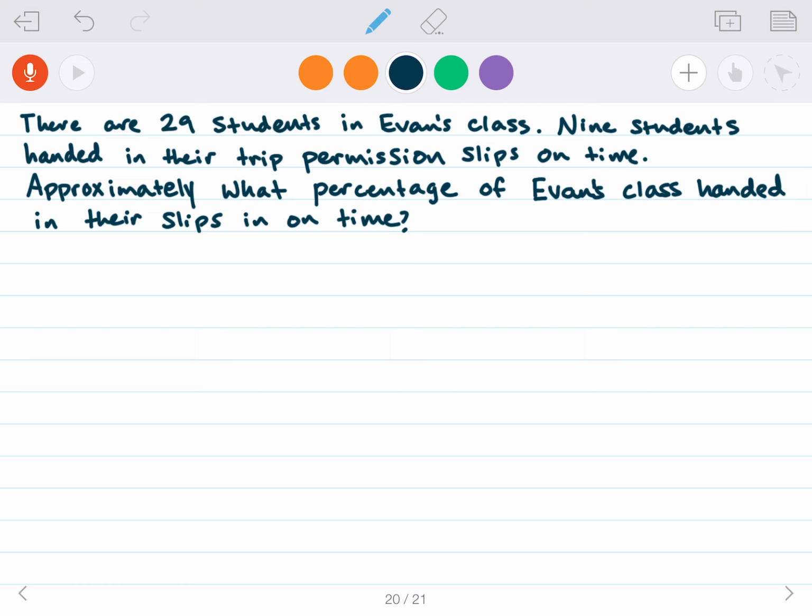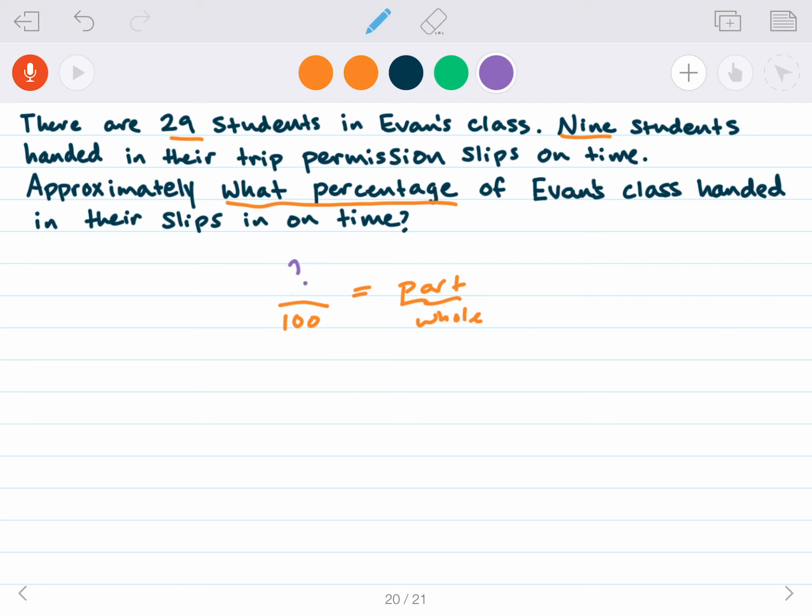All right, so there are 29 students in Evan's class. 9 students handed in their permission slips on time. Approximately what percentage? There it is again. What percentage of Evan's class handed in their slips on time? So again, same setup. Percent out of 100 equals part out of whole. Now we're looking for the percentage. It says what percentage? So I'm going to replace this percent sign with a question mark.